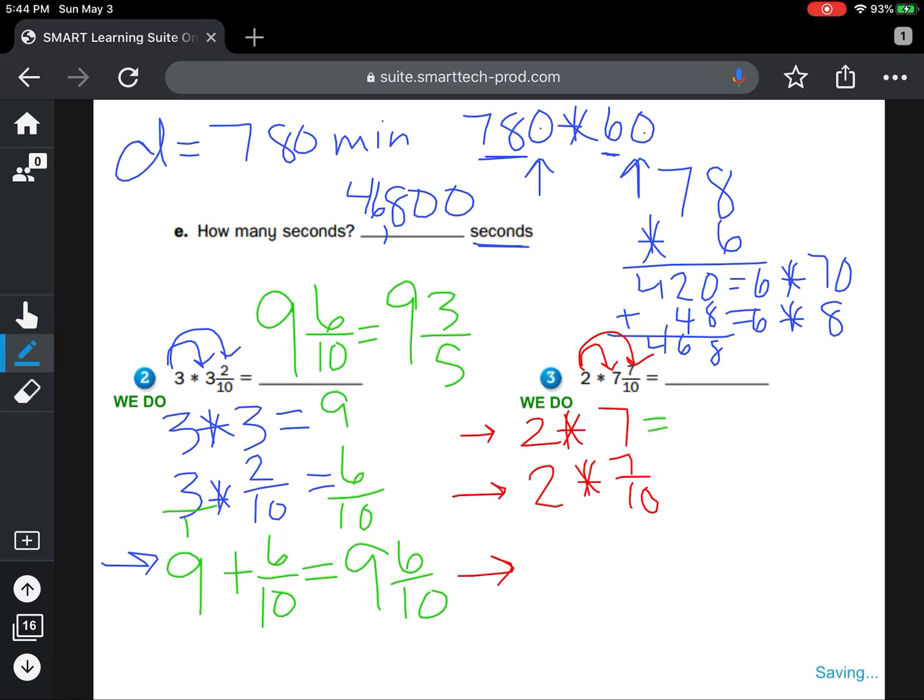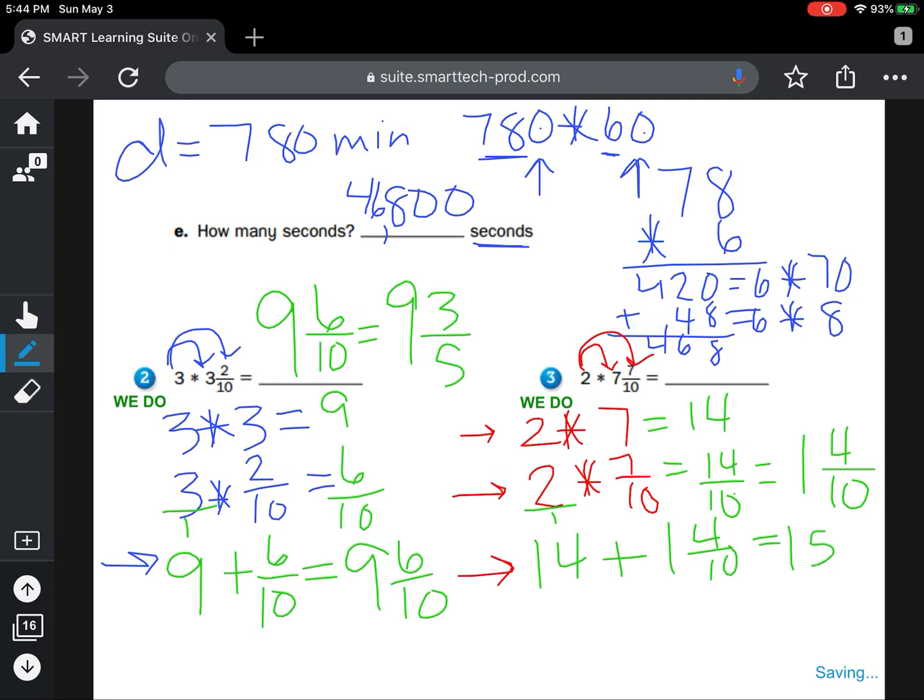Now for number 3, when multiplying the whole numbers, you should have gotten 14. Then when you multiply 2 times 7/10, you should have gotten 14/10. That's an improper fraction. 10 goes into 14 one time with 4 left over and 10 as your denominator. Then you would add your 14 plus your 1 4/10 for a total of 15 4/10. So for number 3, your answer should have been 15 4/10.